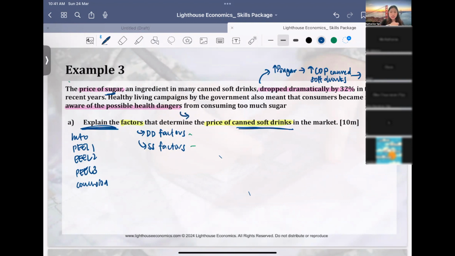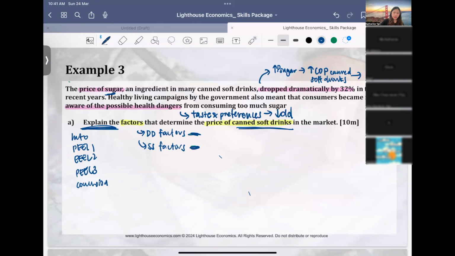Take note, this is just a side note, nothing to do with the way you frame your essay. When you look at demand and supply factors, you must always link to the actual demand or supply factor. Instead of just saying, because consumers are more aware of the possible health dangers, hence the demand for cans of drinks will fall, there's a missing component which is your economic terminology. It's actually an influence on your tastes and preferences, hence a fall in demand. So you got one demand factor, one supply factor.